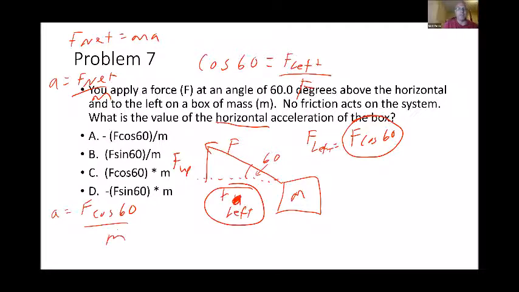Now, that's going to mean that some of you probably picked C. And in this case, C is not the best answer. The reason C is not the best answer is that one word right there, to the left. Remember that we typically call left negative. So the best answer is A, negative F cosine 60 over m. All right, does that make sense? Are there questions on that one?